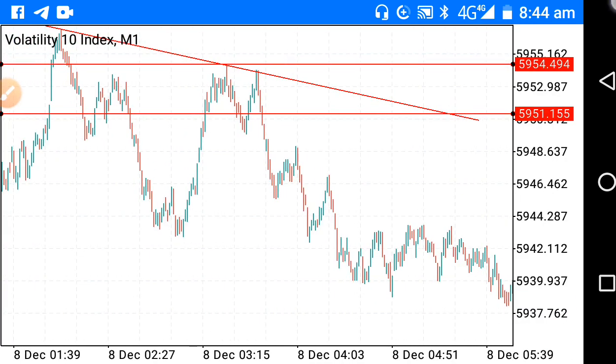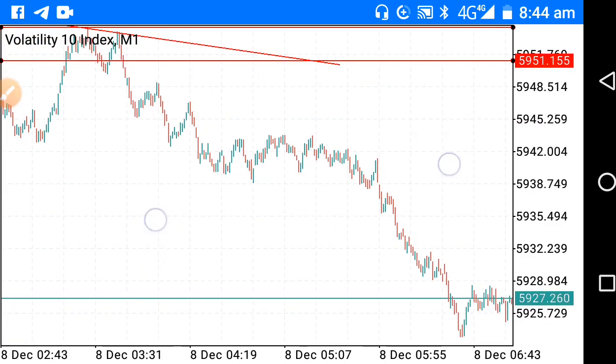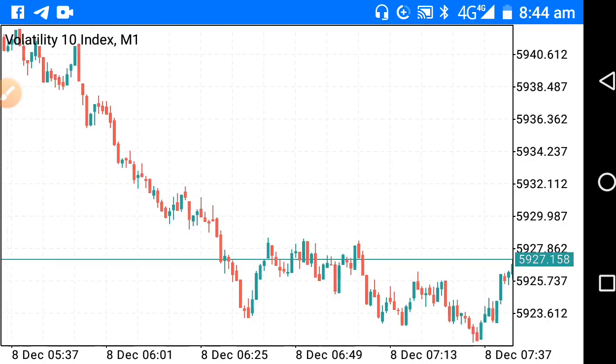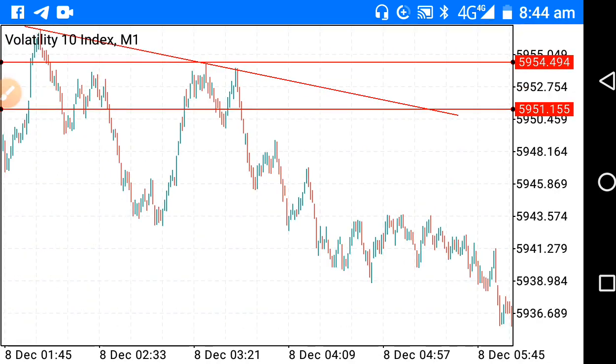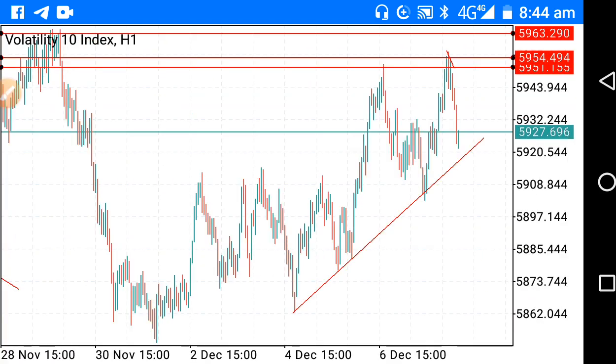Then this 3 touch is the outer trend line. You can also have an inner trend line, but let's talk about the outer first. So I've been able to show you that this trend line works on even 1 minute, because I went down from 1 hour on V10 to 1 minute. So you're going to be harvesting dollars every day on any time frame.